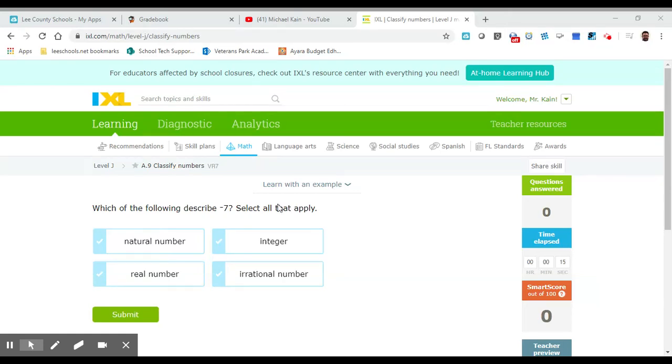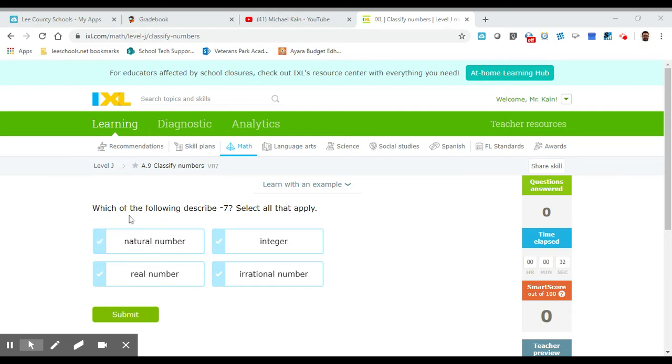Okay, the activity we're working on is called classify numbers. This is the code VR7 on your 8th grade IXL. And this is a great activity because it's going to teach you all of the different kinds of numbers. And it's a good way to become fluent in all those various kinds of numbers.